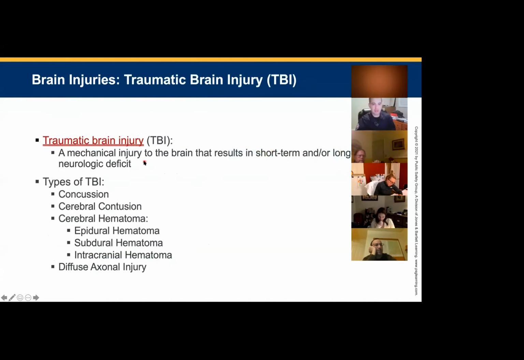So talking about traumatic brain injuries, a traumatic brain injury is a mechanical injury to the brain that results in short-term and/or long-term neurological deficit. There are different types of traumatic brain injuries. We have concussions, cerebral contusions, cerebral hematomas, including epidural, subdural, and intracranial hematomas, and diffuse axonal injury.